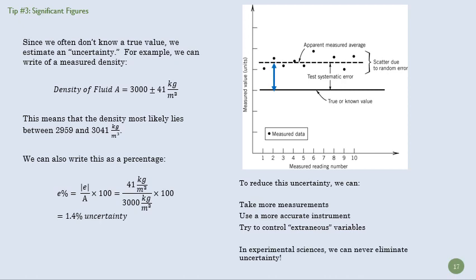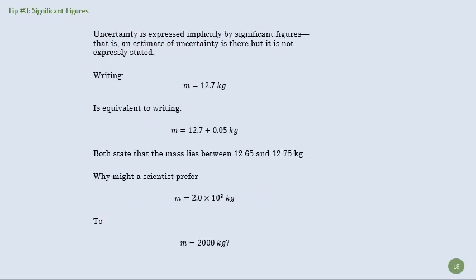So what does all this have to do with significant figures? Well, significant figures are an implicit expression of uncertainty. When we write that my mass is 12.7 kilograms, what we're really writing is that my mass is somewhere between 12.65 kilograms and 12.75 kilograms. We're saying I know it to this degree of certainty. If I wrote instead 12 kilograms, I'd be saying it's between 11.5 and 12.5. So that would be a less accurate, or less certain, number.